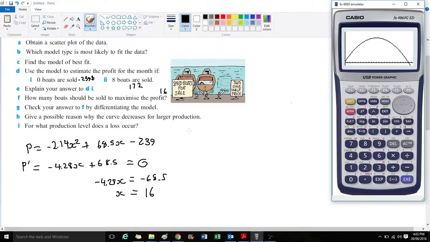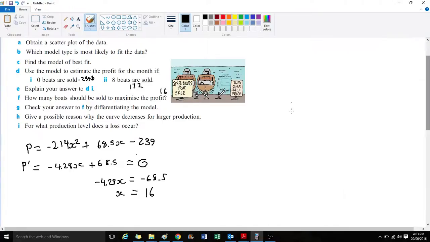And for what level of production does a loss occur? Well, you make a loss when you make more than how many boats? Let's see. When you make more than 28 boats. Okay? For some reason, when you make more than 28 boats, you make a loss. Cool.